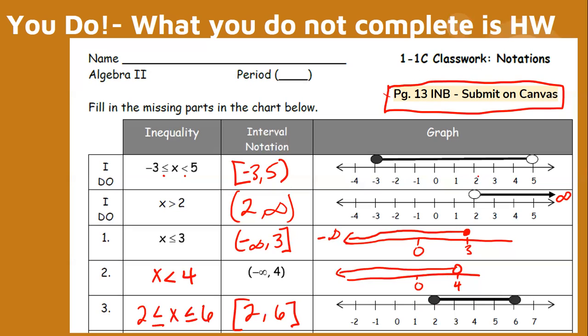I felt like if I left it out in the bucket, most would try Canvas. All right.